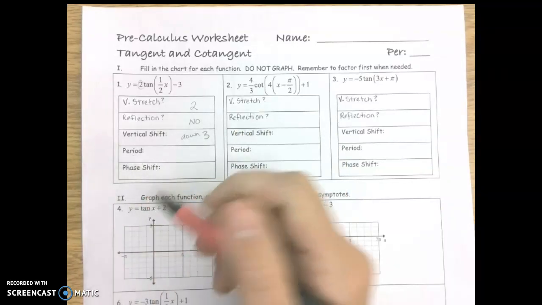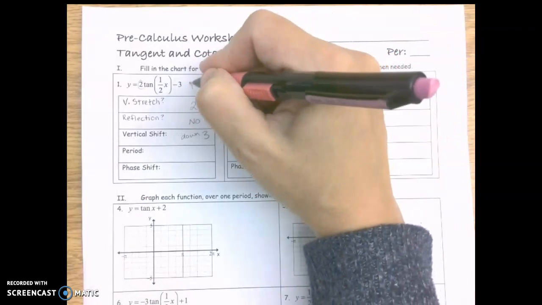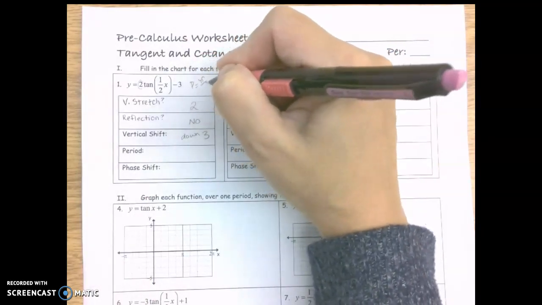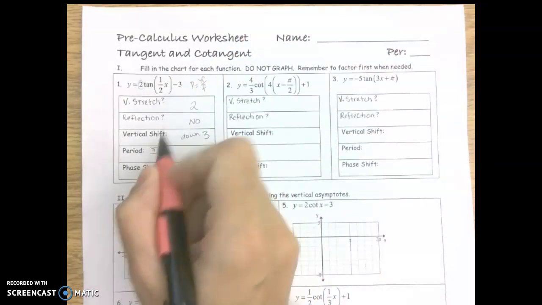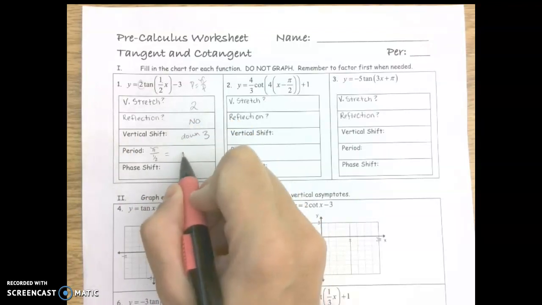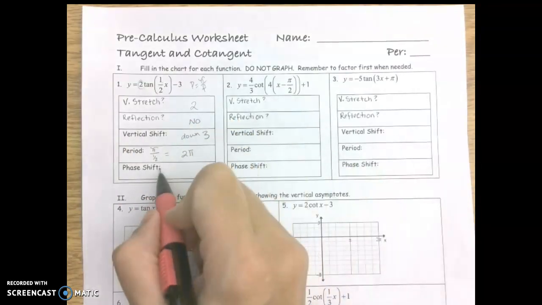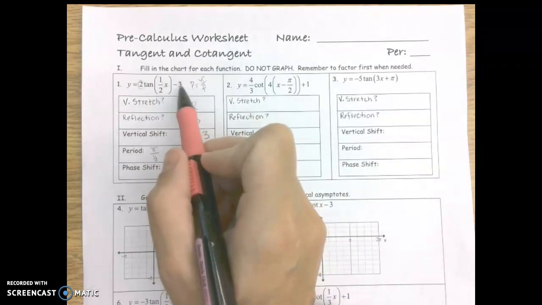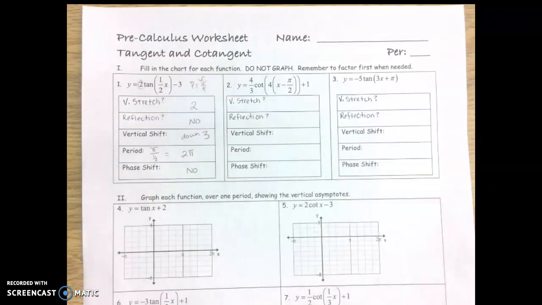What is the period? There's no "is there." There's always a period. So remember, our period is going to be pi divided by the frequency. So we're going to take pi and divide by the frequency of 1/2, which is going to give us 2 pi. And is there a phase shift? Is there any x plus or x minus in the parentheses? That would be a no.